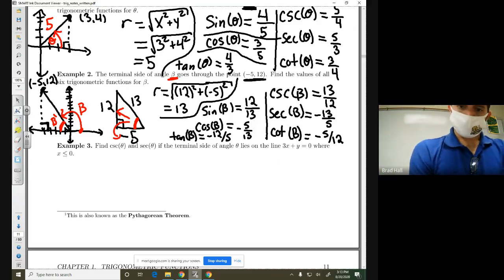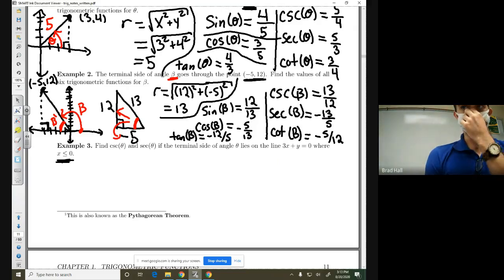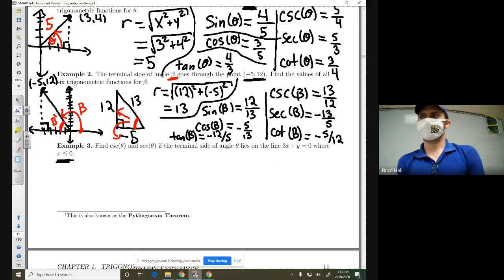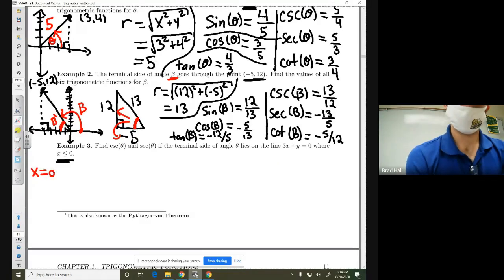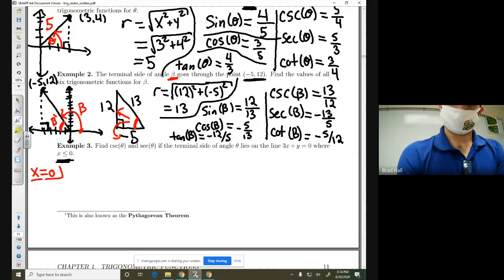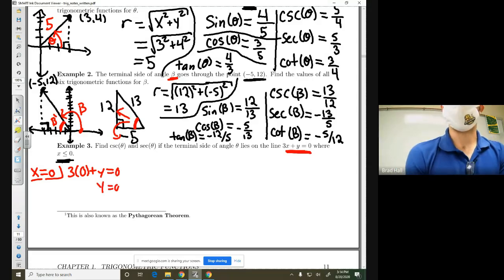Here it says pick any point where X is less than or equal to 0. Well, I see that it's equal to 0. I'm going to write this in red because this is not going to be good. We could pick any point such that X is less than or equal to 0. Well, why not 0? If we were to plug it into this equation of the line, 3 times 0 plus y is equal to 0, and then we get that y is 0. So what's the problem here? Why can't we choose that point?